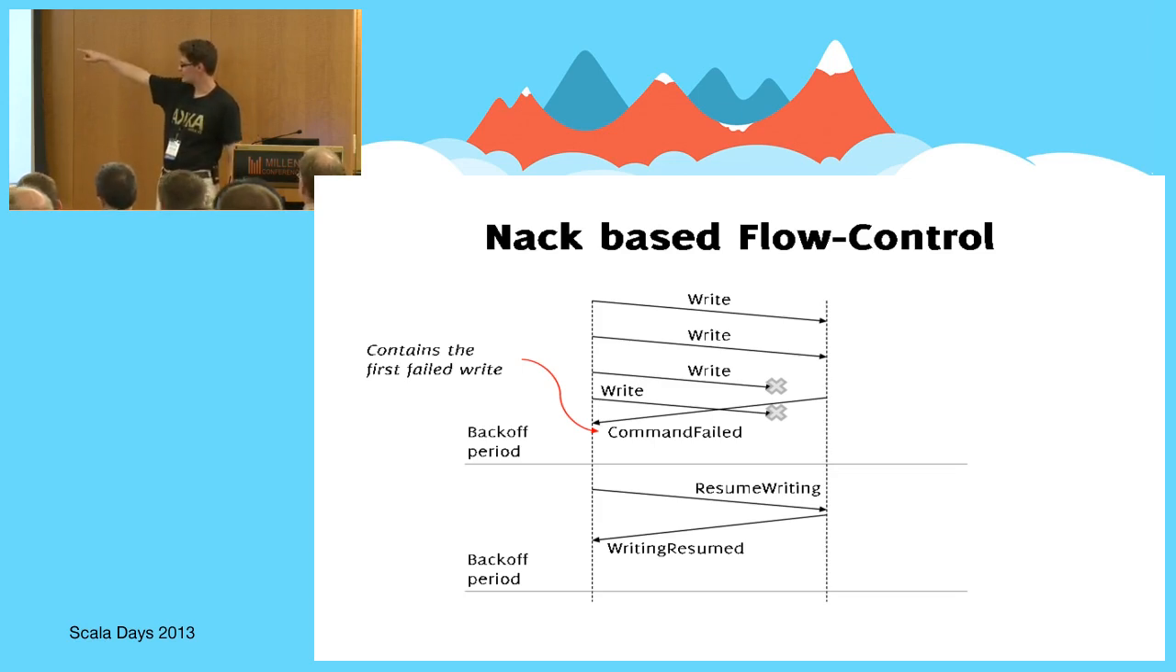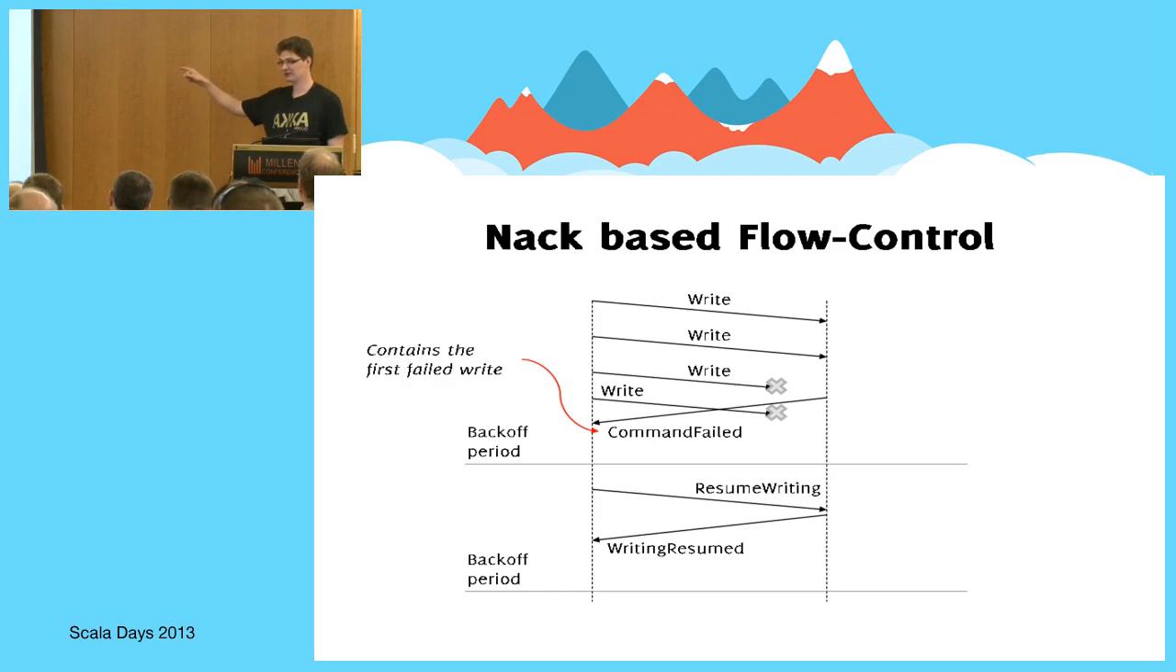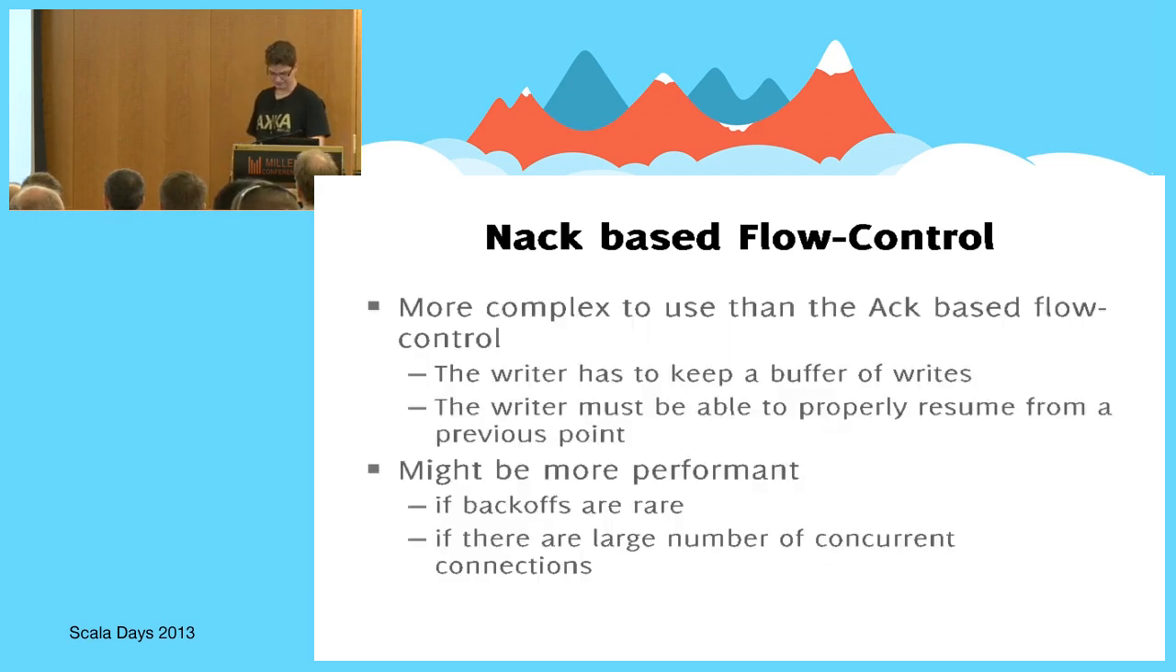But there is a slight race here. So we had two successful writes, and the channel actor responds with the CommandFailed, but we haven't received it yet at the time when we send those other two writes out, and they get lost. So in this case, the sender has to keep track of the pending writes, and it has to be able to recover from that. That's why the CommandFailed actually contains the first failed write. So you can include additional metadata in your write, like a sequence number, so you can have a window of your messages, and then you can replay all those failed writes. But first, you have to ask for resume writing, and you will get notified with WritingResumed after the channel actor is ready to receive writes again.